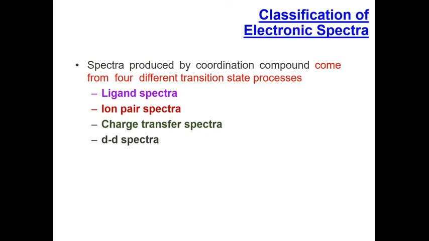Okay, now we look at the electronic spectra of a coordination complex. The electronic spectra will usually be determined using UV visible spectrum. So that is electronic spectra. When we talk about electronic spectra, actually we have four types of spectra.